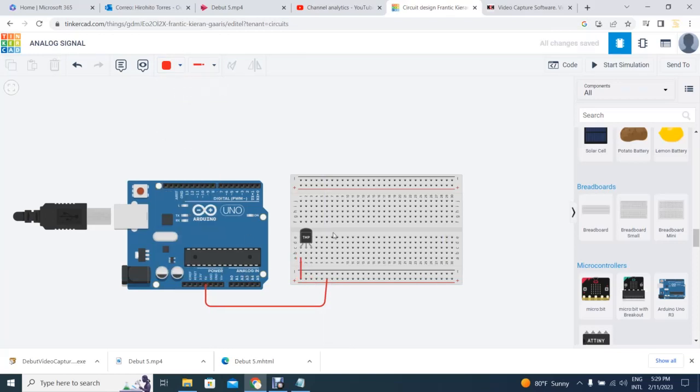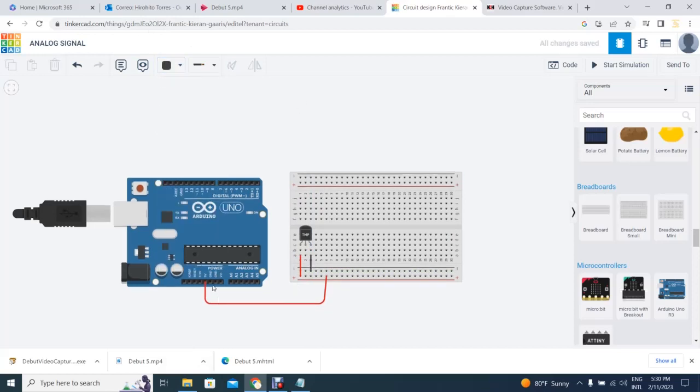How about the ground? For the ground, I need a pin that will connect a cable connector from here to here. Now that one requires to be black just for understanding. Here's the ground. It's very easy to come with a cable from here and put it somewhere here. There we go. So we have both the positive and the ground for the TMP.